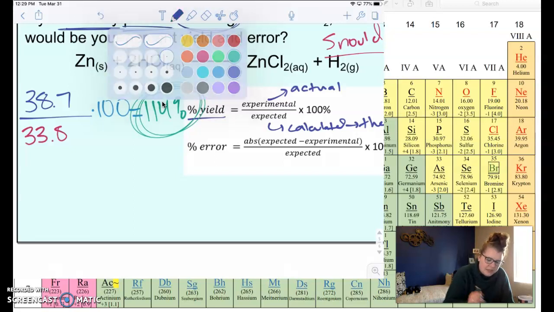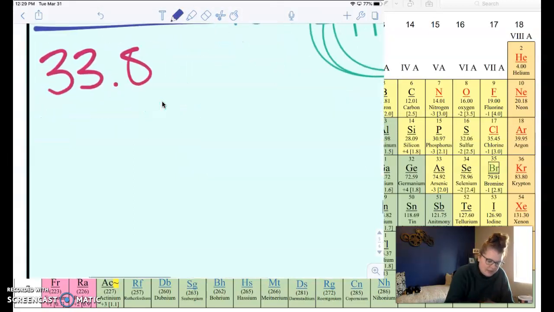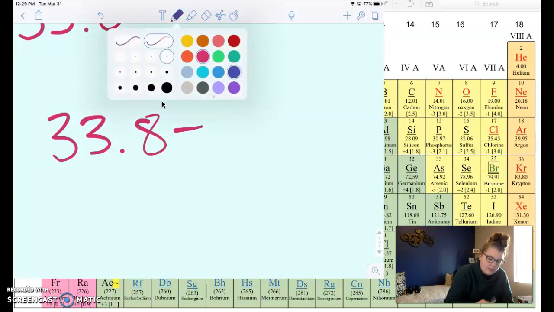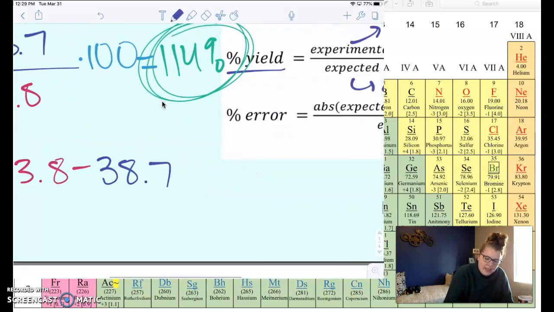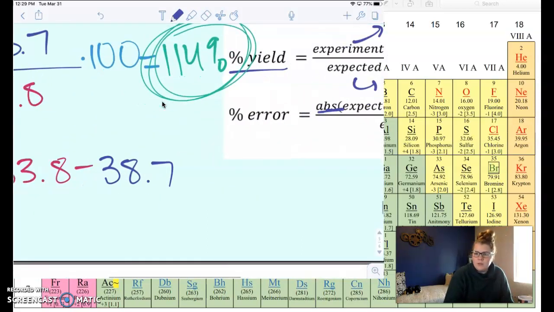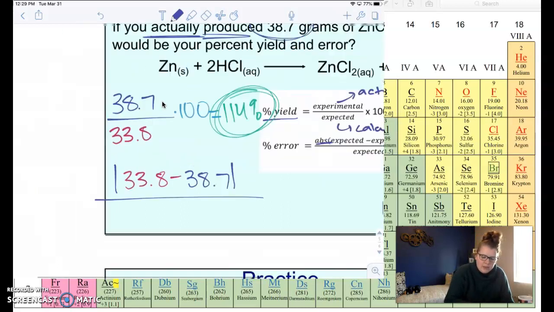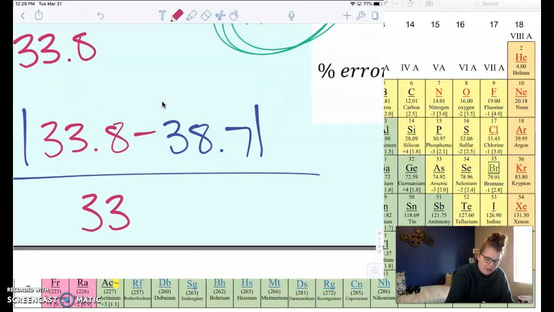the percent error. So this is expected minus experimental. So I expected 33.8. I got, what was it? Yeah, 38.7. And this ABS is standing for absolute value. So you just want to take the absolute value of this. You basically just don't want it to be a negative number because we're not going to have a negative percentage. And you're dividing that by what you expected to get, which again was our 33.8.